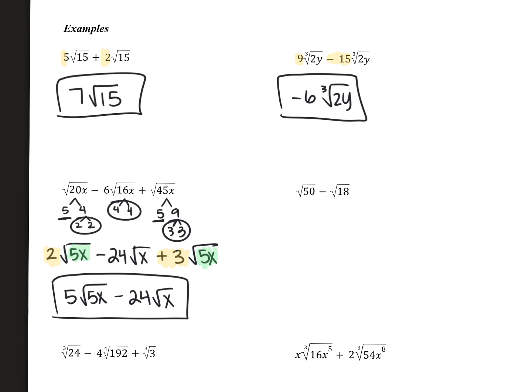Next, we have the square root of 50 minus the square root of 18. Both are square roots, but with different numbers underneath those roots. So we're going to simplify them. 50 is 2 times 25. 25 is 5 times 5. 18 is 2 times 9. 9 is 3 times 3. So it's going to simplify as 5 square root 2 minus 3 square root 2. Now that they're simplified, they're both square root 2, so I'm going to do 5 minus 3, and I'm going to get 2 square root 2.